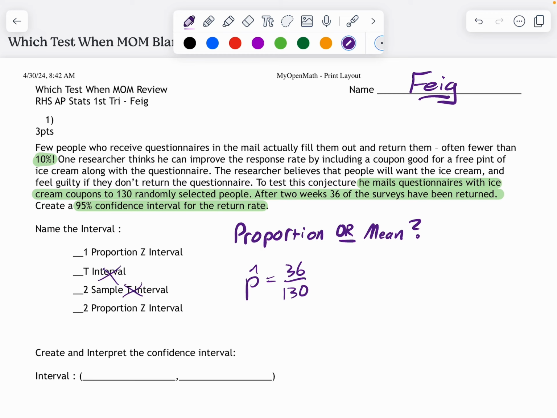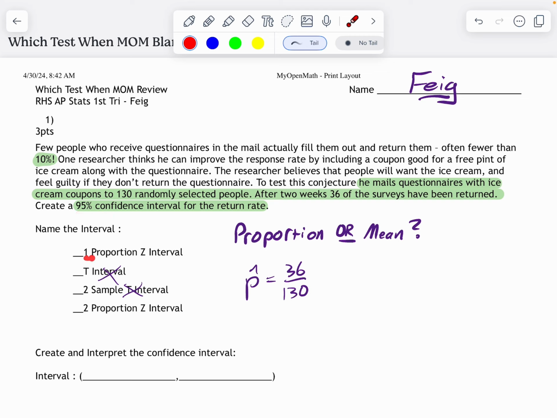Continuing on, one researcher thinks he can improve the response rate by including a coupon, good for a free pint of ice cream, along with the questionnaire. The researcher believes that people will want the ice cream and they'll feel guilty if they don't return the questionnaire. To test this conjecture, he mails questionnaires with ice cream coupons to 130 random people. And after 2 weeks, 36 people returned the questionnaire and ate their ice cream. We want to make a 95% confidence interval.